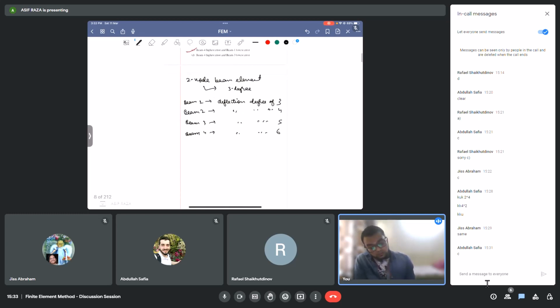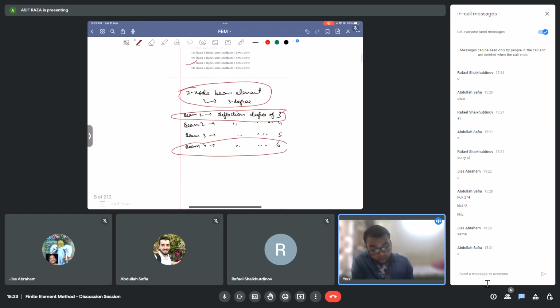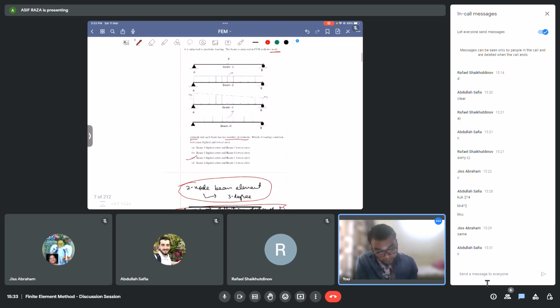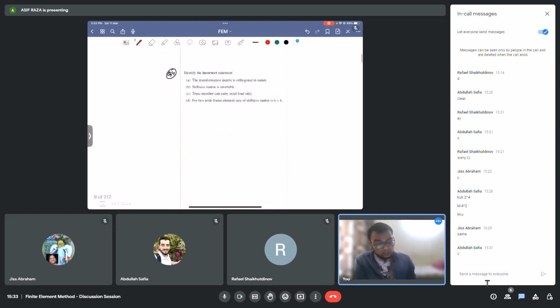So when our approximation of the displacement takes into account only 3, the exact values or the error will have a minimum in this and maximum will be in the order degree of 6 one. That is my problem number 4. So beam 4 will have the highest error and beam 1 will have the lowest error. Now let's move on to the next question.